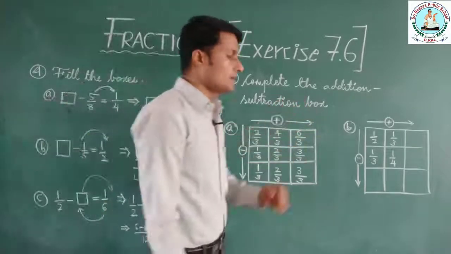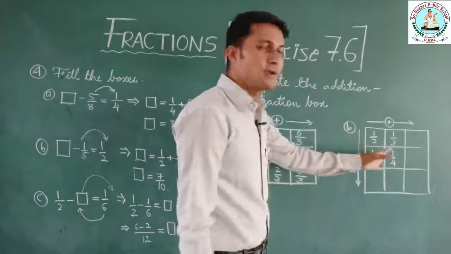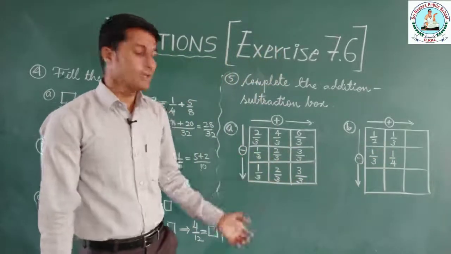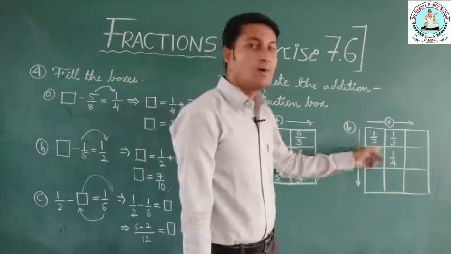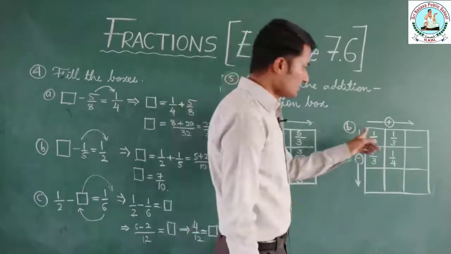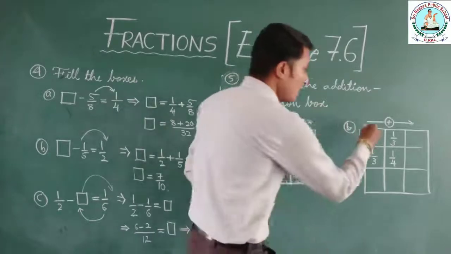So let's go for B now. It is a little bit different. Here there were like fractions, that's why you did it very easily. But here you got some unlike fractions, but not to worry. Let's try them one by one. So children, how to solve this?